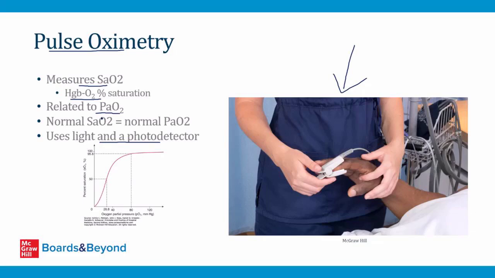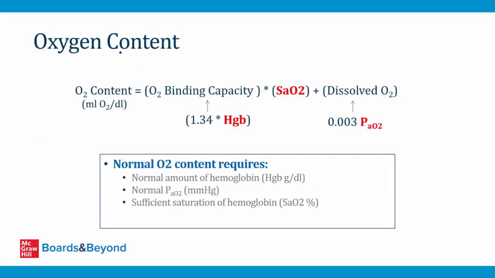And so in clinical medicine, we only rarely measure the PaO2 from a blood gas sample because that takes time to do. Instead, what we usually do is just measure the SaO2 from a pulse oximeter. And if the SaO2 is normal, then we know the patient must have a normal PaO2, and that means there's an absence of hypoxemia.